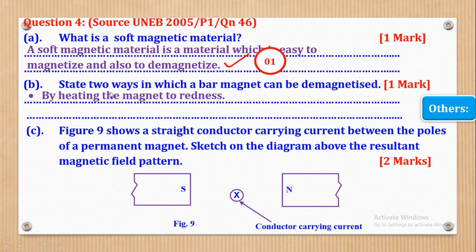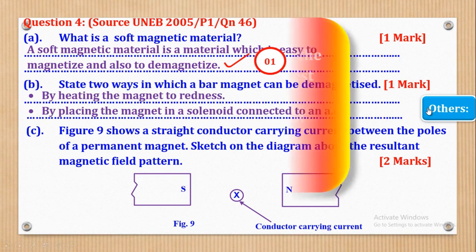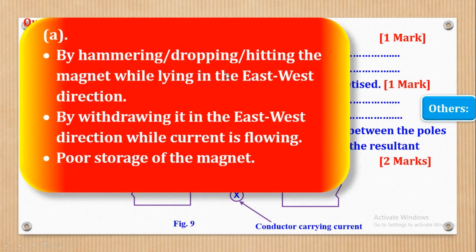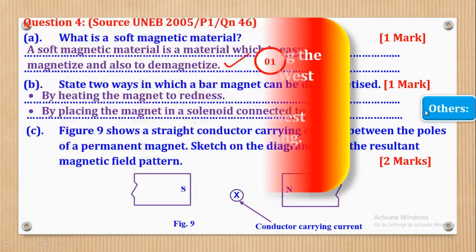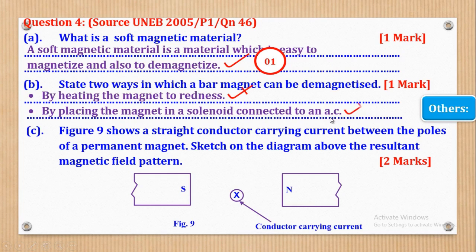So one way will be by heating the magnet to redness, another one will be by placing the magnet in a solenoid connected to a conductor. Other ways could be by hammering, dropping, hitting the magnet while lying in the east-west direction, or by withdrawing the magnet in the east-west direction while current is flowing. Another one can be poor storage of the magnet. Any one you get yourself the 1 mark, any two will get yourself the 1 mark.